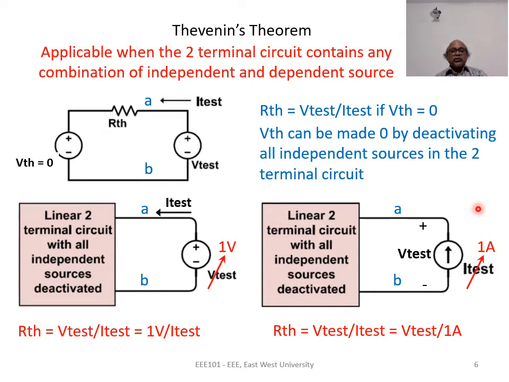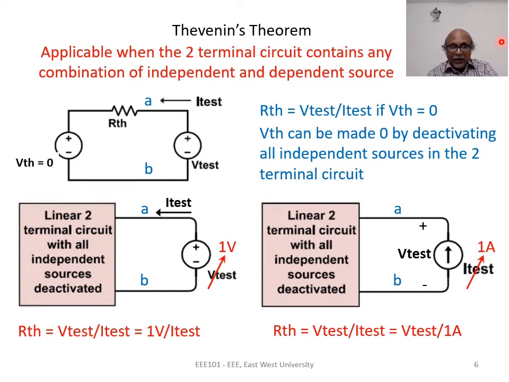Actually, case 2 is applicable for all combinations of independent and dependent sources. We can apply case 2 if the circuit contains only independent sources. We can apply case 2 when the circuit contains both independent and dependent sources. And we can also apply case 2 when only dependent sources are in the two-terminal circuit. So we can say that case 2 applies always.